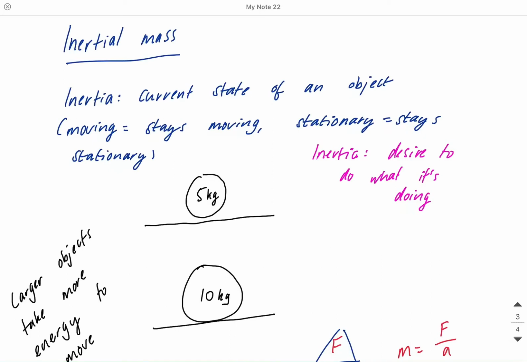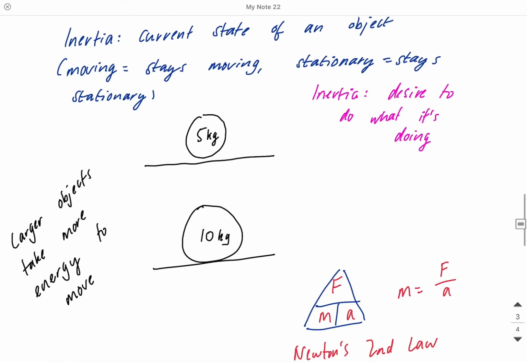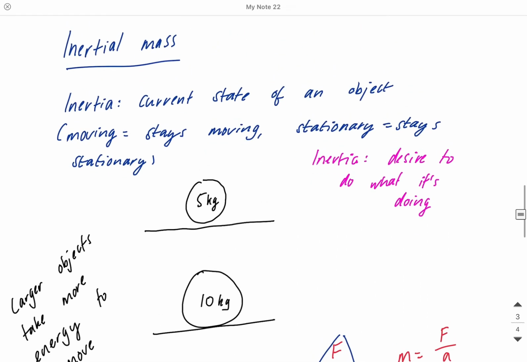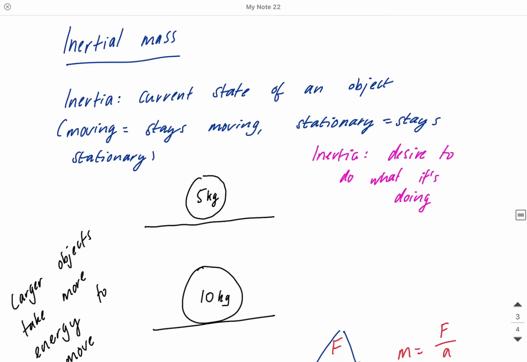Okay, let's have a little look at inertial mass, which is what today's lesson is about. And this carries on from Newton's second law, this idea that force is equal to mass times acceleration. To talk about inertial mass, we need to have a concept in our heads of what inertia actually is. So inertia is the current state of an object. If something's moving, it's going to stay moving unless we do something about it. And if it's stationary, it's going to stay stationary unless we do something about it.